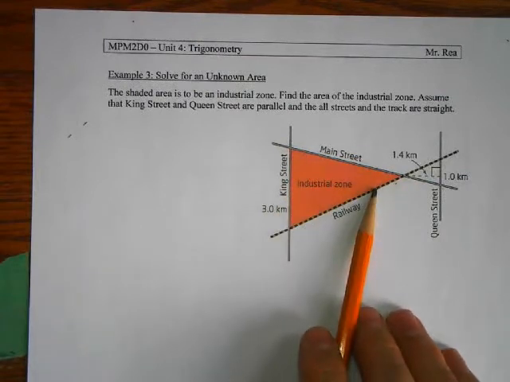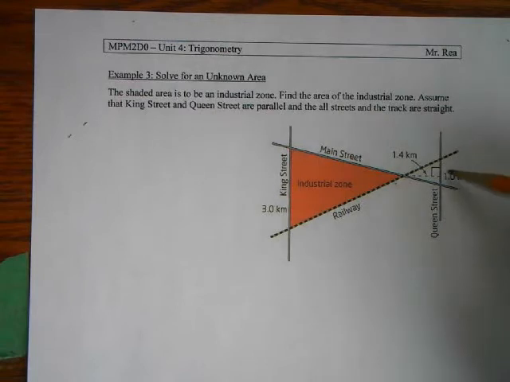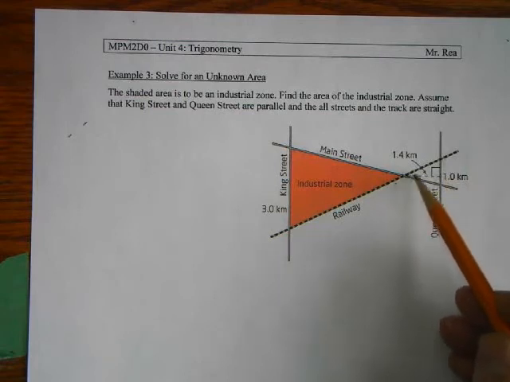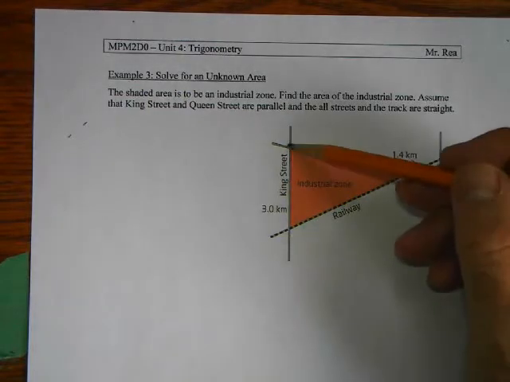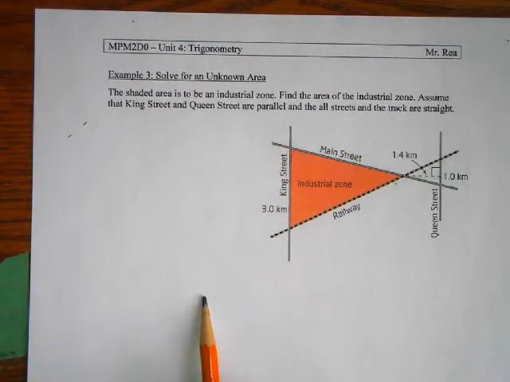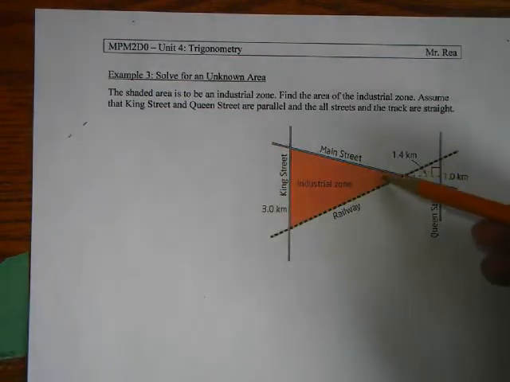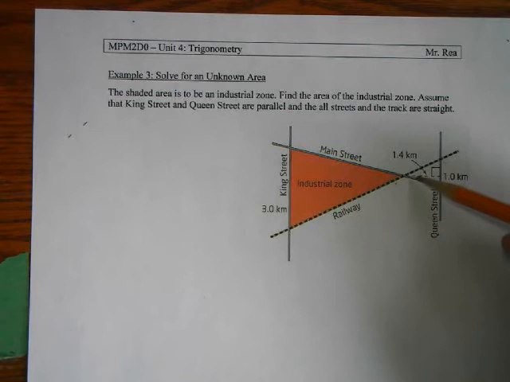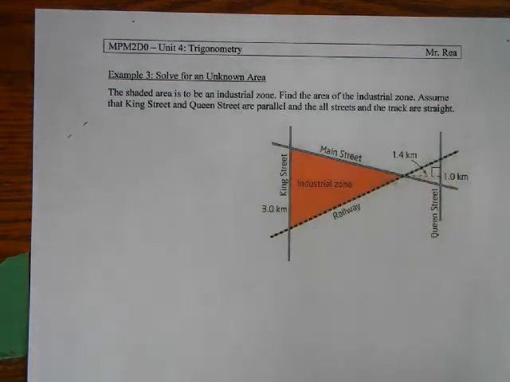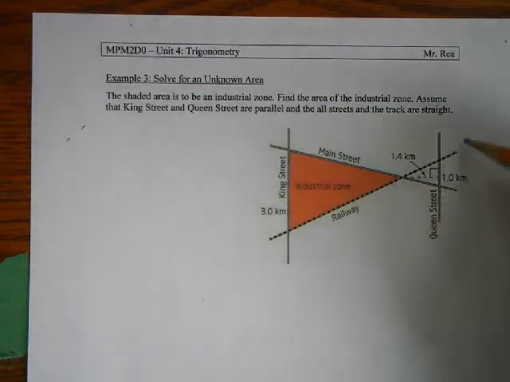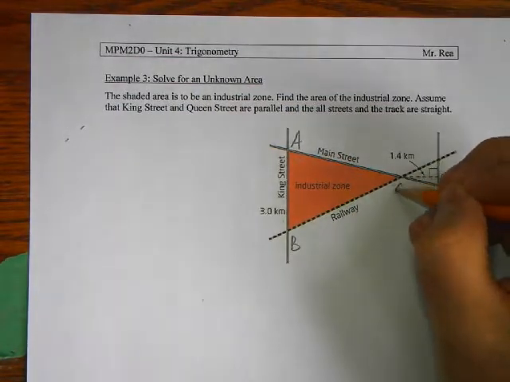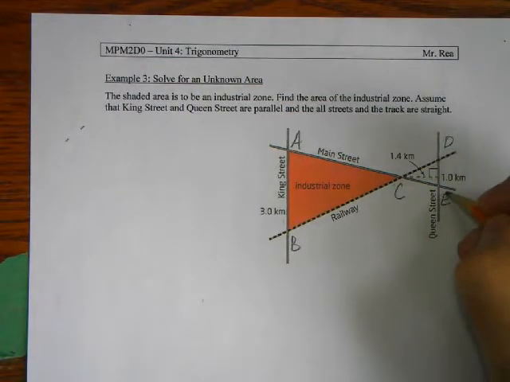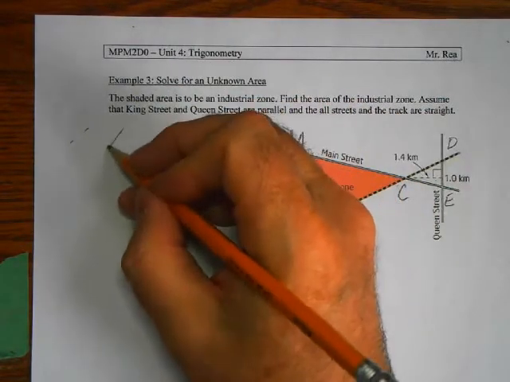Okay, so some of the measurements we know: it's 1 kilometer from there to there. It's 1.4 kilometers from the perpendicular there to where that point is, and the length of King Street on this side is 3 kilometers. So the first thing we're going to do is prove that these two triangles are similar, and then use tools from that. So first thing we've got to do is label these points. I'm just going to go around A, B, C, D, E. Okay, and now we're going to prove that they're similar.